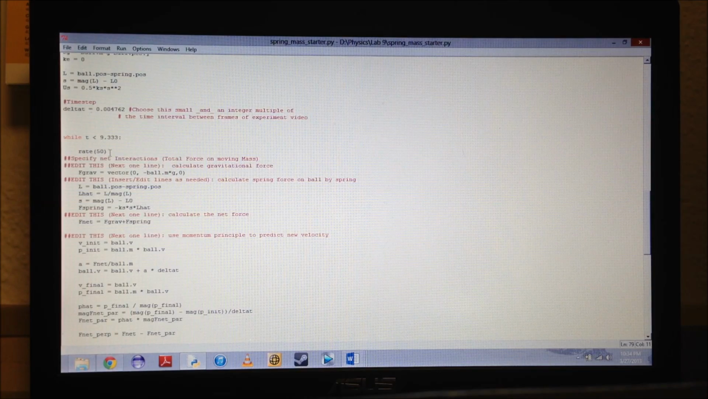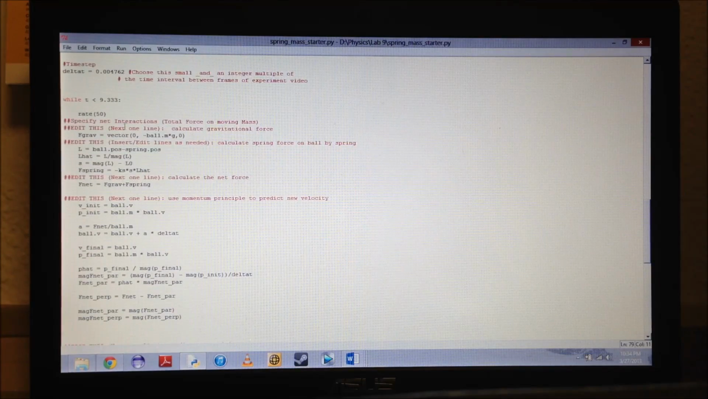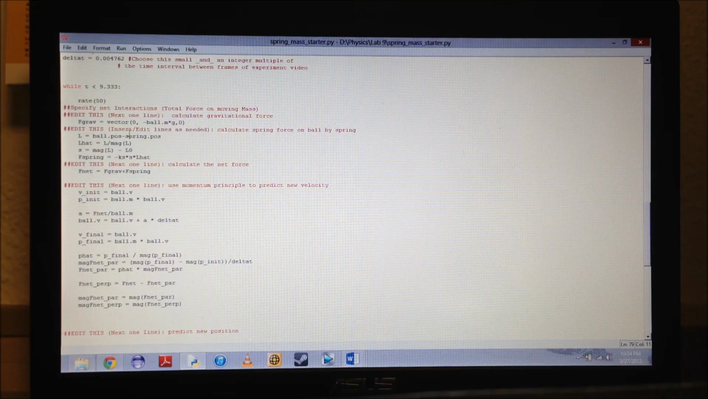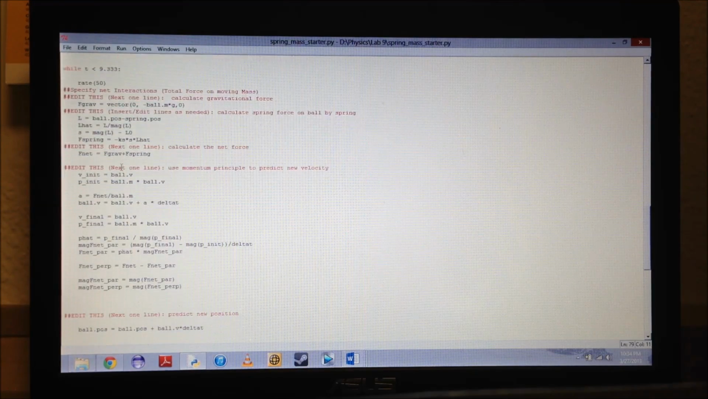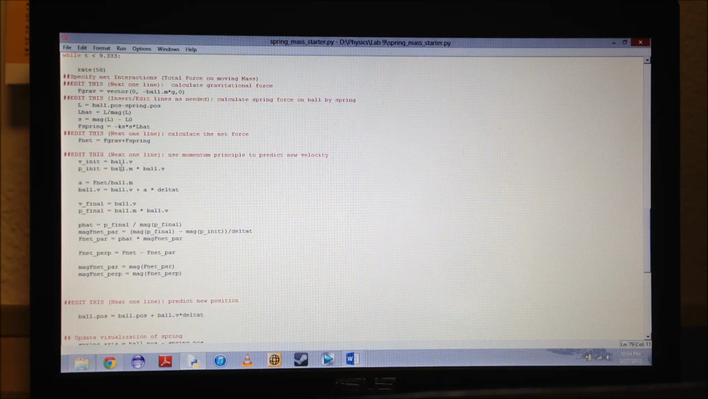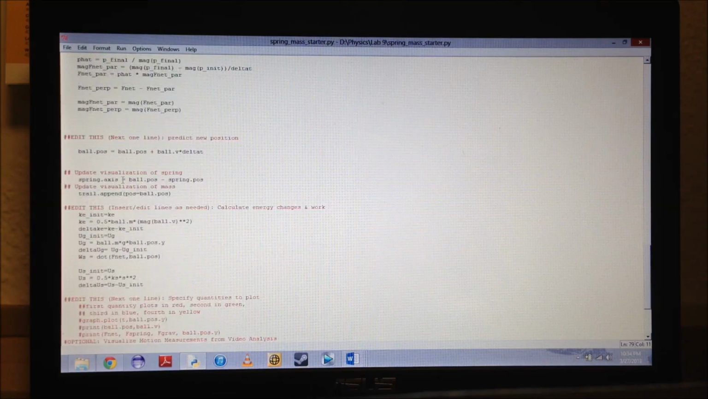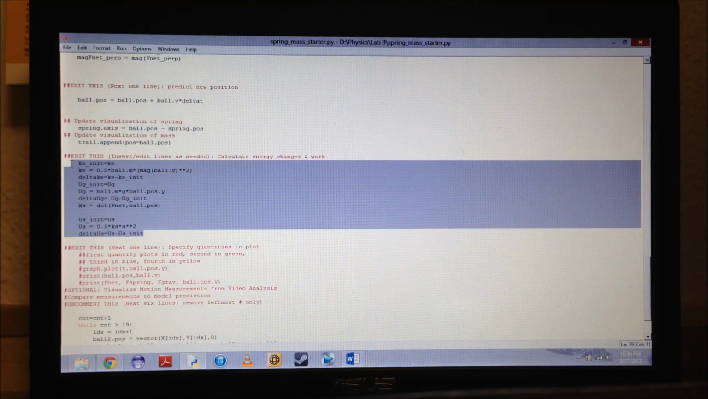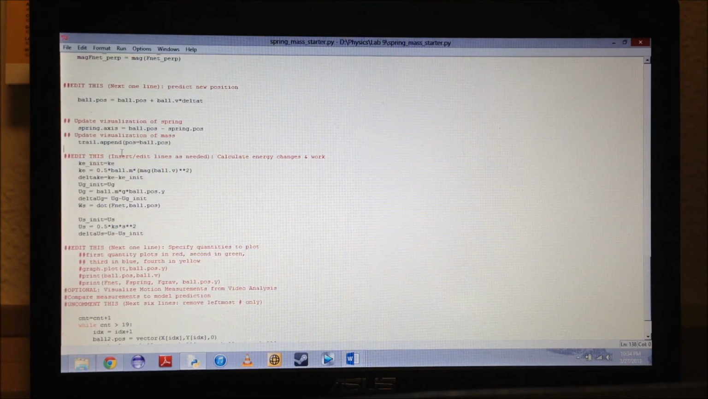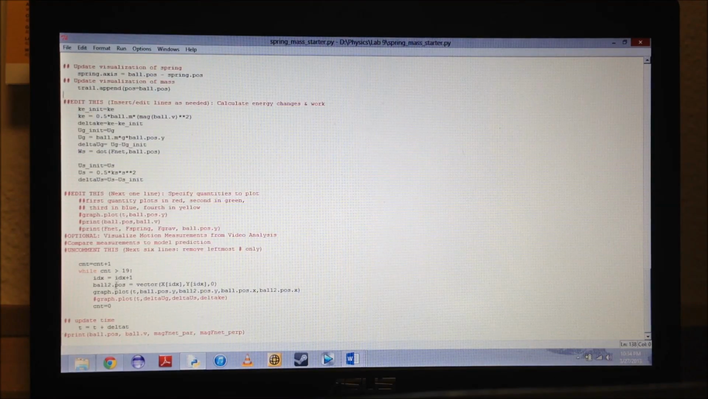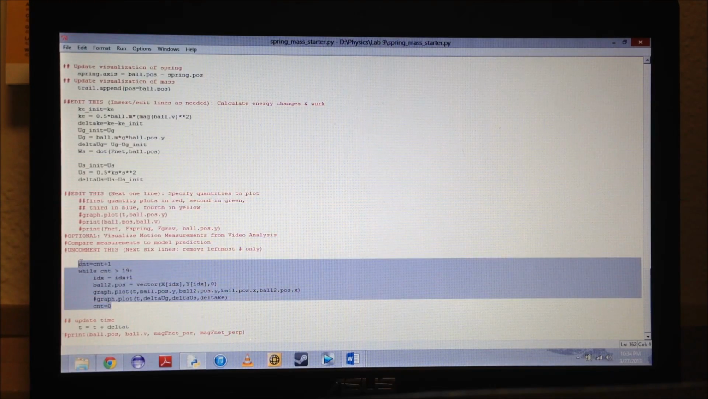These are the initial values for all the energy values. And this is where we go into our loop, and delta T is set at our frame rate divided by 20, and it goes for as long as the video lasts. We calculate the force of gravity and the force of spring to get F net, and from that we update the position of the ball. This is where we update the values of all the energy stuff, and this is where we plot all the values that we get.